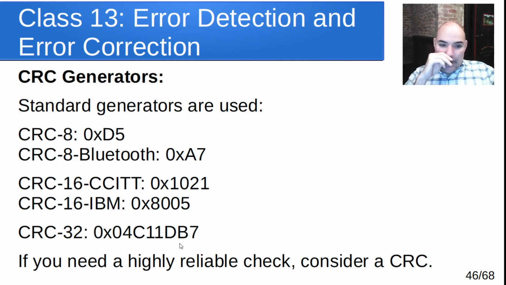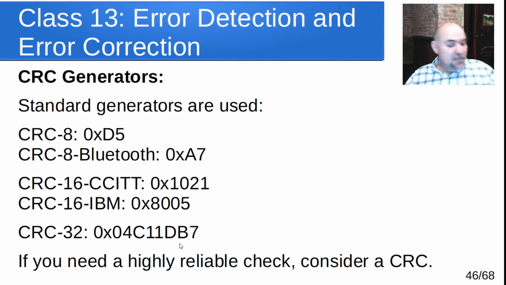There are a whole bunch of other ones as well. And really, just like with long division, a different generator will give a different resulting remainder at the end. Same thing is true for CRCs, a different generator. So when you're making a communication system that uses CRCs, you have to make sure the generator you're using on the transmitter matches the one on the receiver.